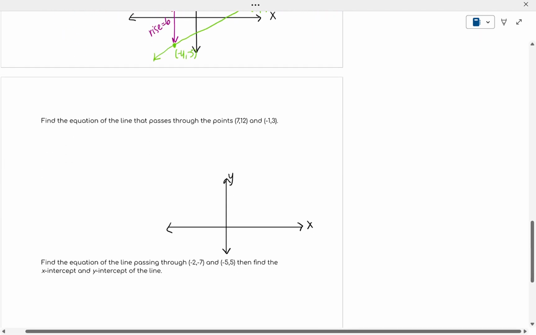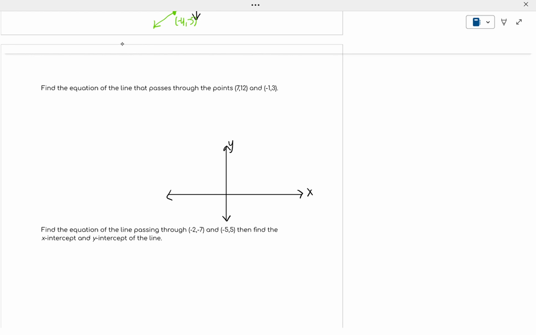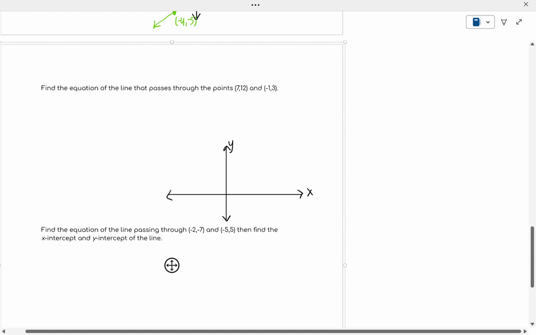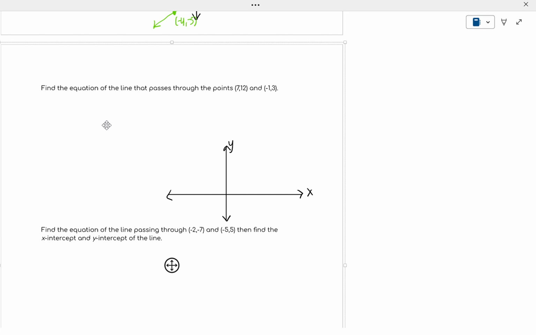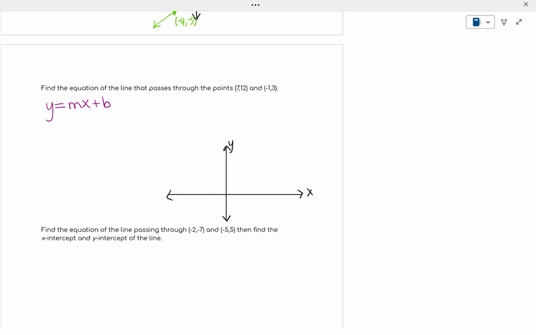Moving on to the next example, now we're tasked with finding the entire equation of the line that passes through the points. So it's always nice to start with what we're exactly looking for. We're finding the equation of the line, and so we usually write these equations in slope-intercept form. So we're trying to find y equals mx plus b, and in finding the equation we have to find m, the slope, and we have to find the y-intercept.